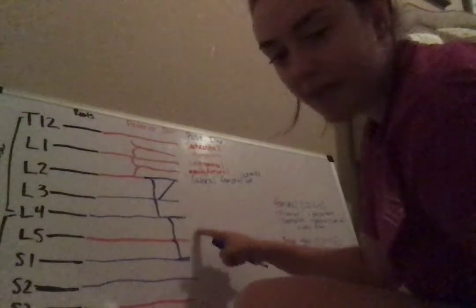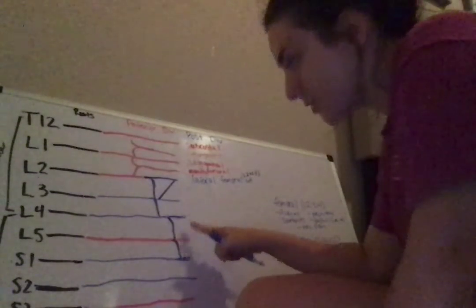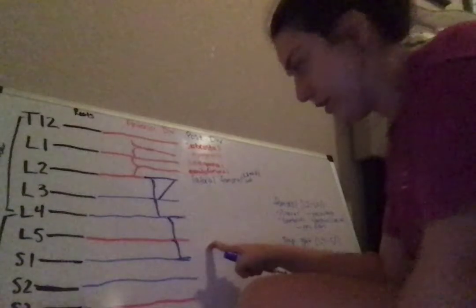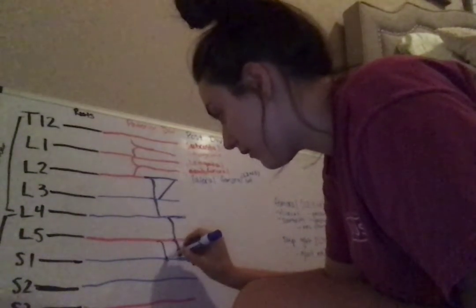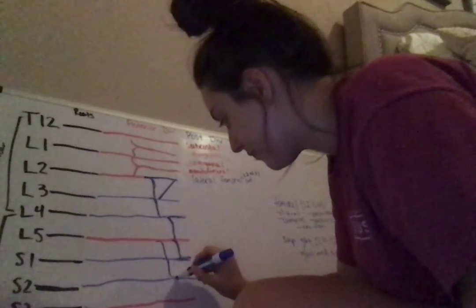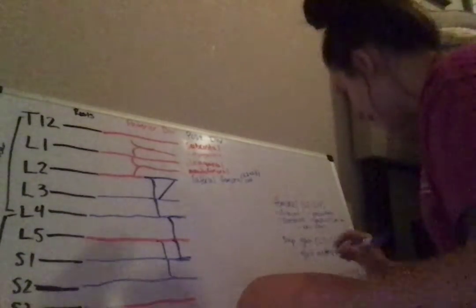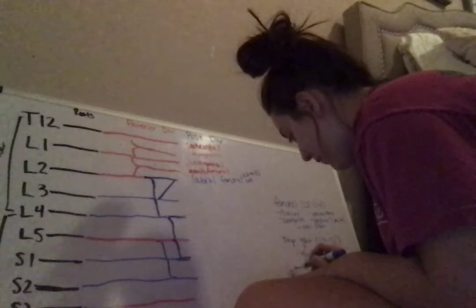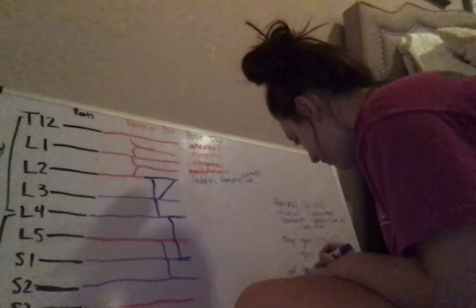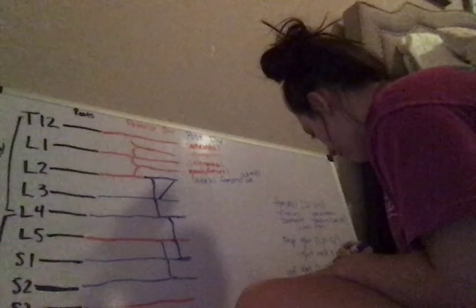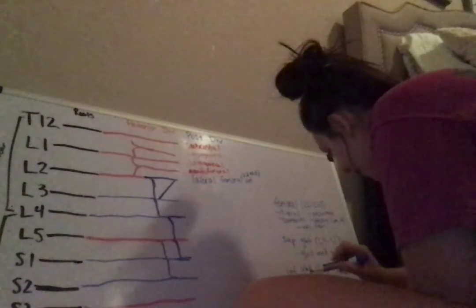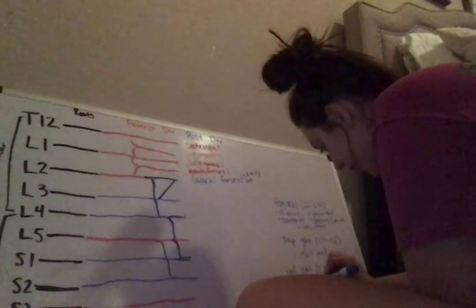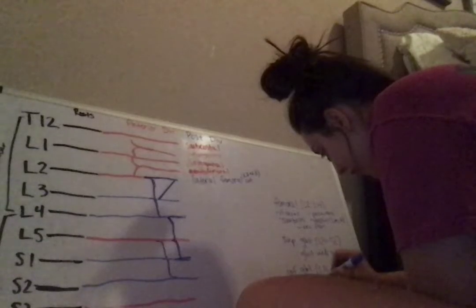And then we move down one because the superior started at L4 and went to S1. So then we've got L5 going to S2. So L5 to S2, making up the inferior gluteal. And that innervates the gluteus maximus.